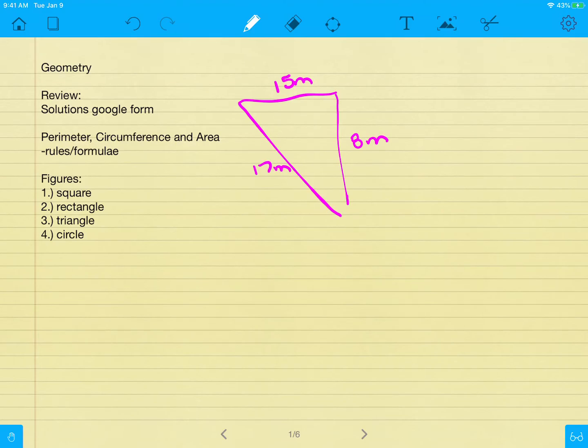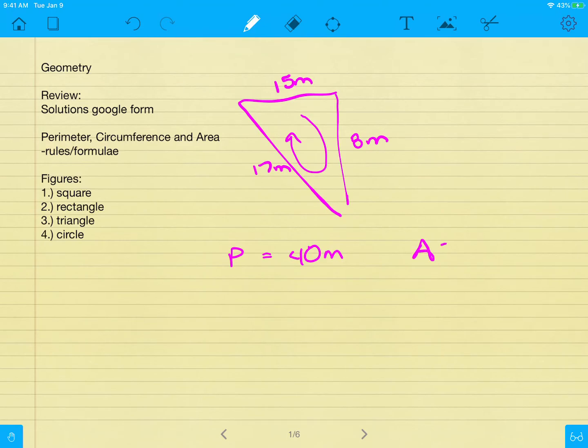All right, now for perimeter, you add up these 3 numbers. So 15 plus 8 plus 17. So plus 17, I got 40. So 40 total meters for the perimeter. Again, perimeter is the fence line, so you just add them up.